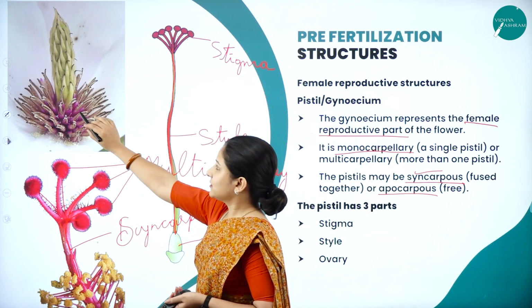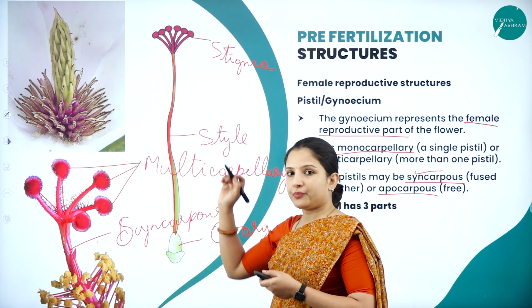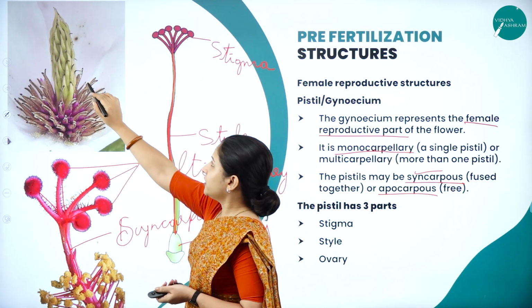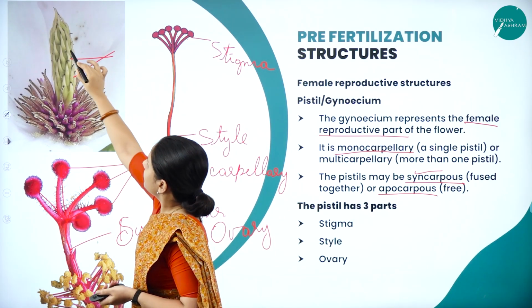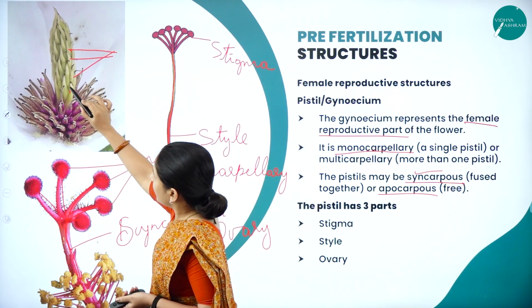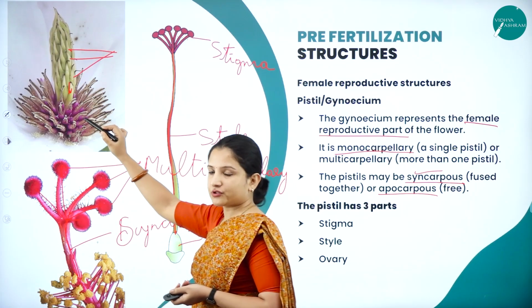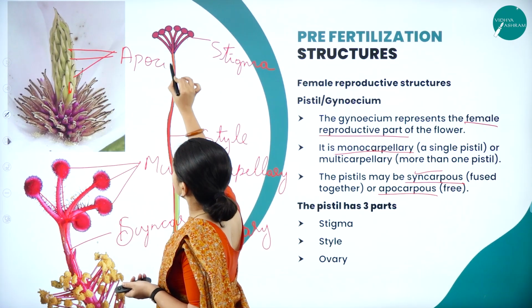But in this case, I have put the flower of magnolia, which is champaka flower. So here you can see that there are different carpels. Here also it is multicarpellary, but they are free. They are not fused. Everything is not fused. They are free. That is why it is apocarpous.